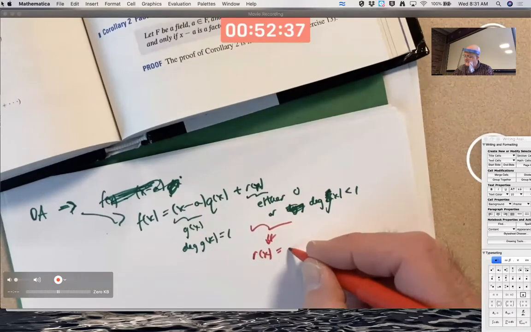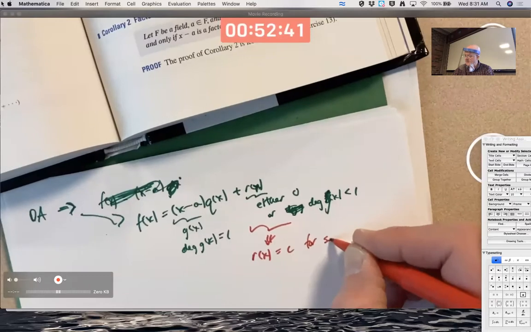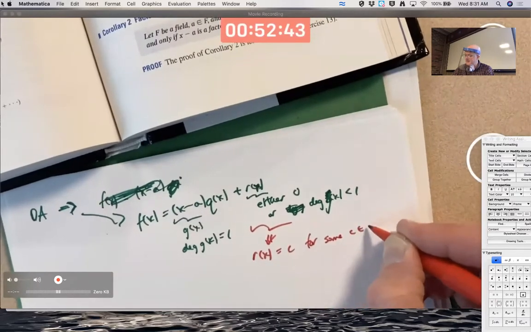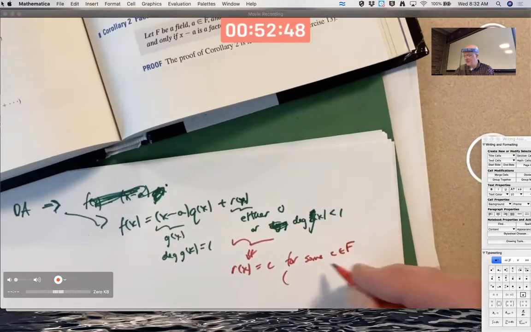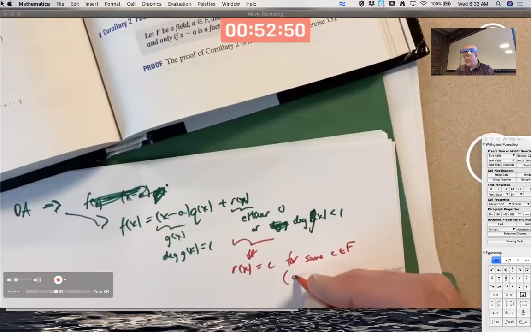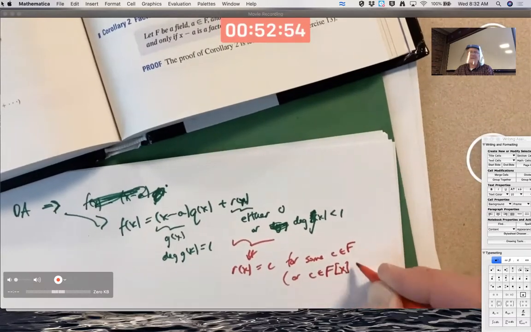Call it, say, C, for some C in the field. Or you could think of it as a field element, or you could think of it as a constant polynomial. Either way is okay.